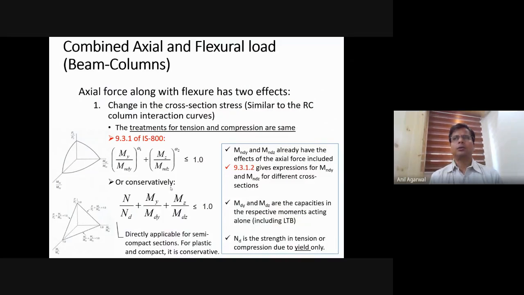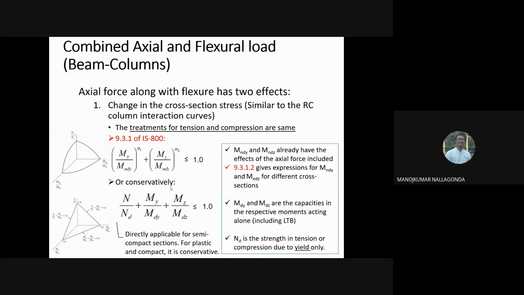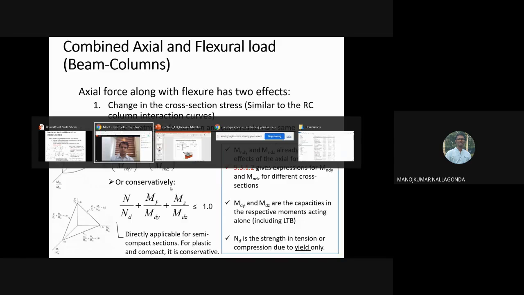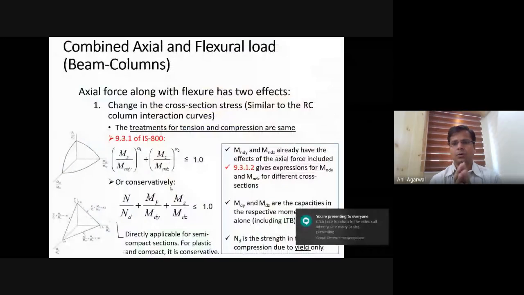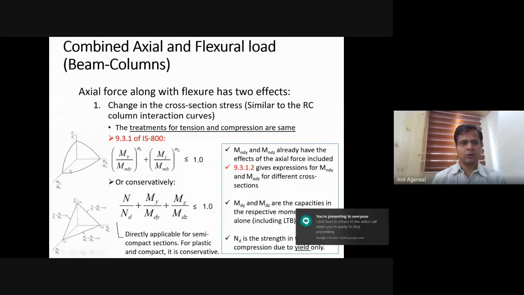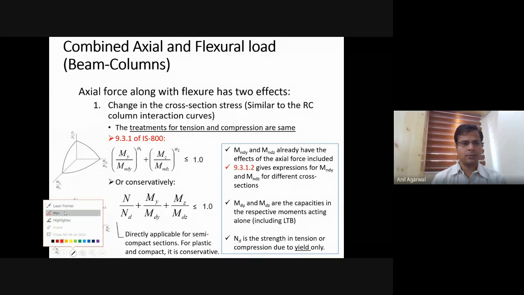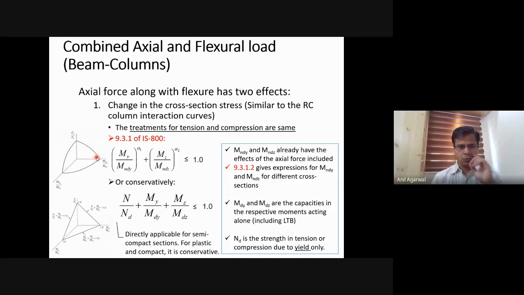Okay. So you must have been taught about the interaction curve, the PM interaction curve, in the RC column course, right? Yes or no? Yes. Okay. So the PM interaction curves were looking somewhat like this. You can see this geometry here. So that's how the PM interaction curve used to look.